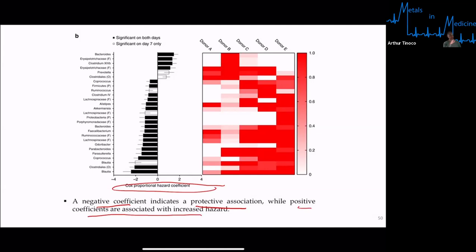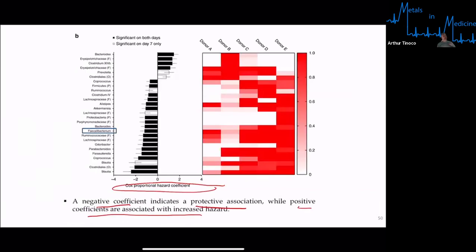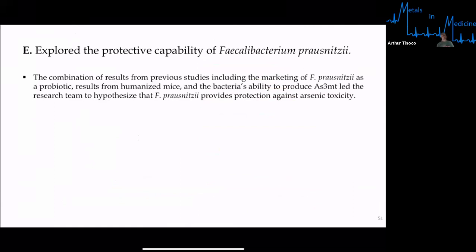So from this assessment, from the overall study, they identified this particular bacteria, the fecal bacterium. And so they wanted to study the potential for that bacteria to serve a protective role. So according to this data set, it does seem to be protective, right? The association is, but is that actually physiologically relevant?